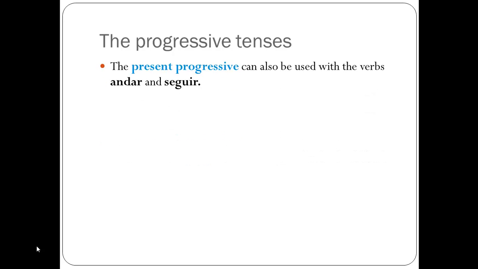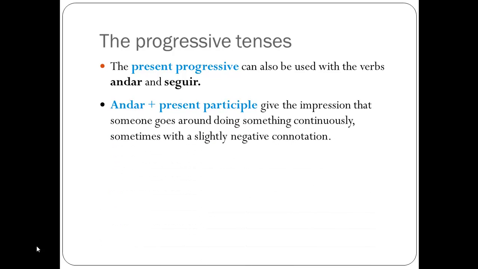So sometimes you can also use the present progressive with andar, which usually means to walk, and seguir, to follow. So instead of using estar, we're replacing estar with andar and seguir. If I use andar with the present participle, it kind of gives the impression that someone's going around doing something continuously. It has a slightly negative connotation, so it's not something very positive.